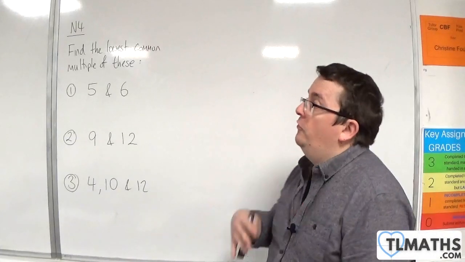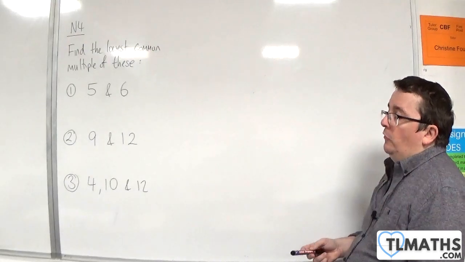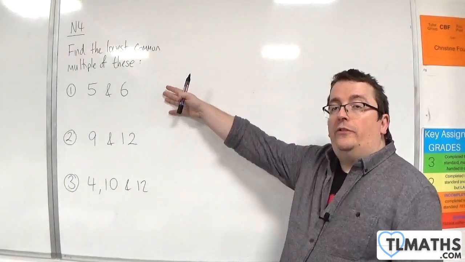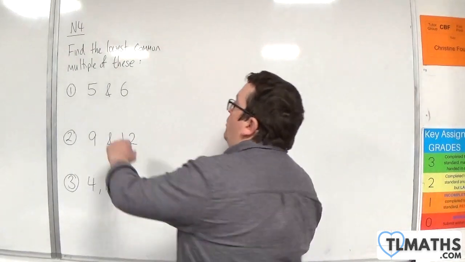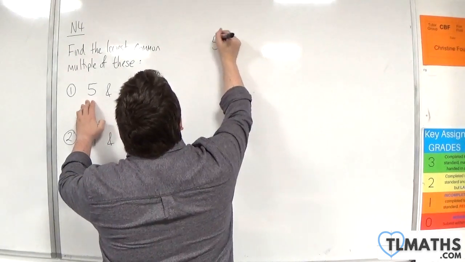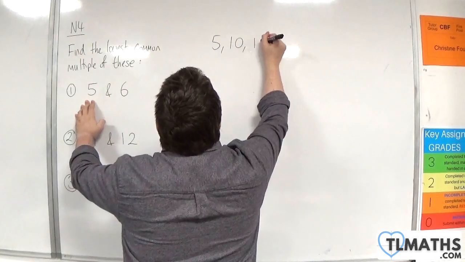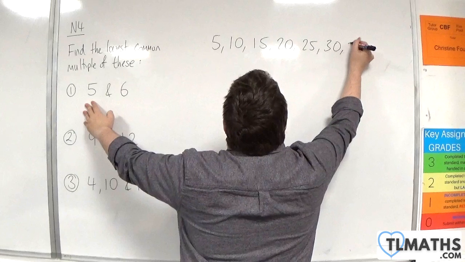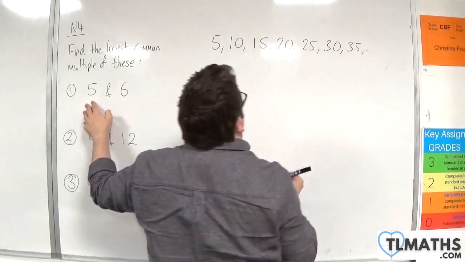So in this video, I want to go through some examples of finding the lowest common multiple. So let's find the lowest common multiple of 5 and 6. I'm going to start off by writing down the multiples of 5. So 5, 10, 15, 20, 25, 30, 35, etc.